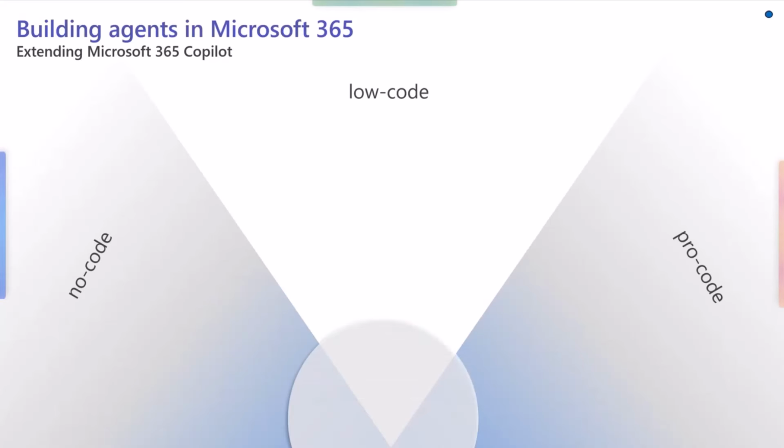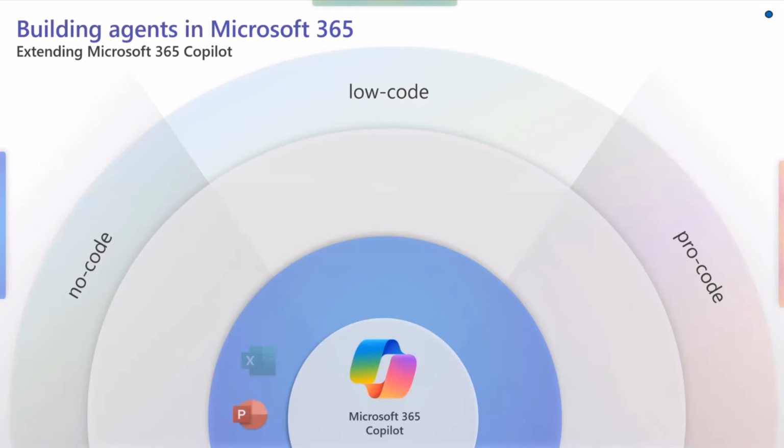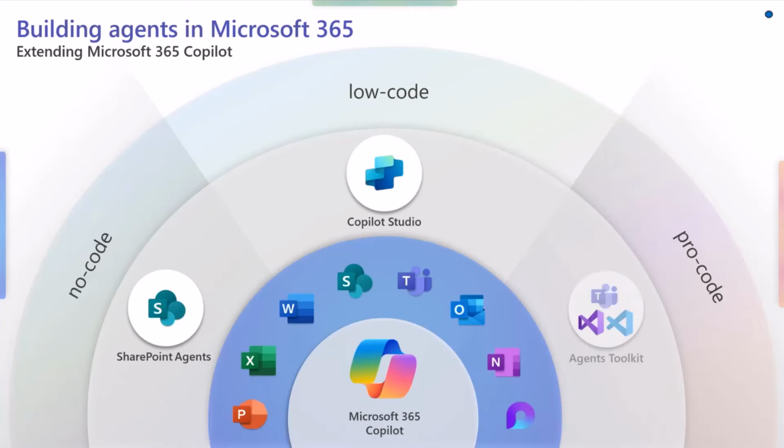Now, there are obviously different ways of doing this. You can configure Copilot Studio to use SharePoint as the knowledge source, but it gets a bit more complicated than SharePoint agents. And if we think about the spectrum of different agent options, how we can extend Microsoft 365 Copilot by creating an agent, we have the SharePoint agents in the no-code section.